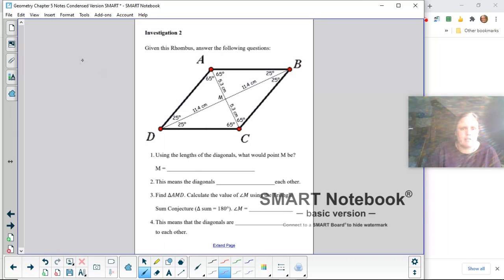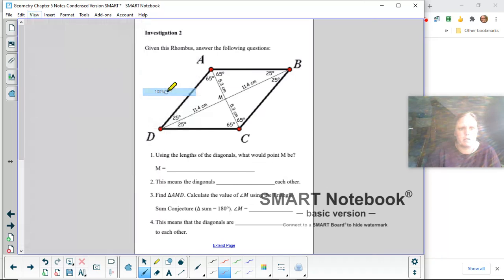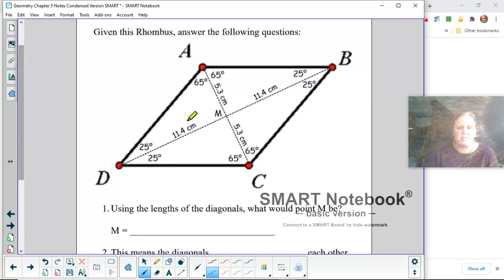All right, now given this rhombus, it's going to ask us a few questions. So I'm going to zoom in just a little bit here. And first question is, well, if this is a rhombus, we should probably mark it as a rhombus. So I'm going to put in marks that each side is the same length. And then the top and bottom are parallel. And the sides are parallel.